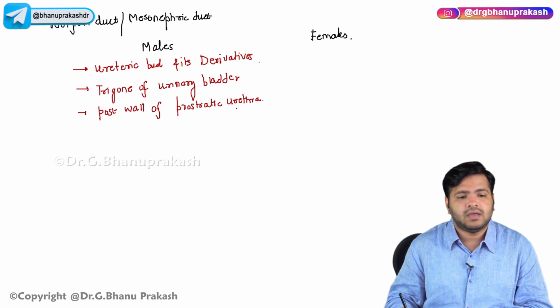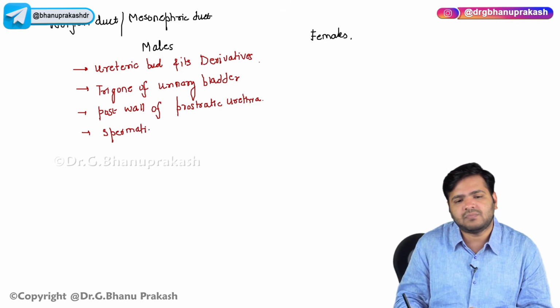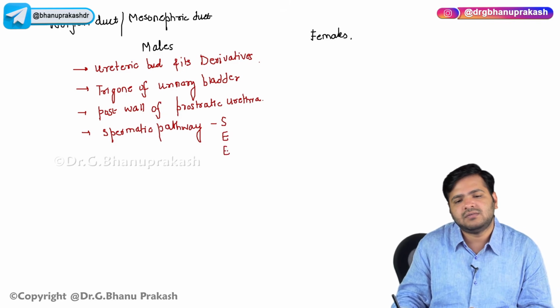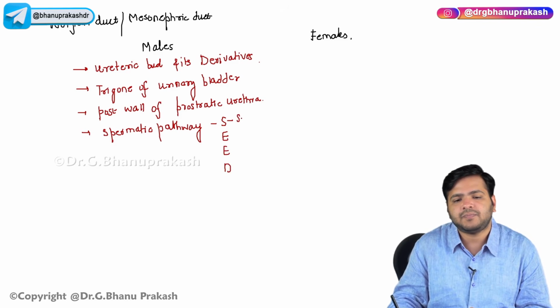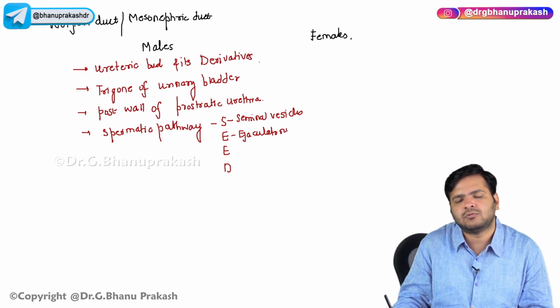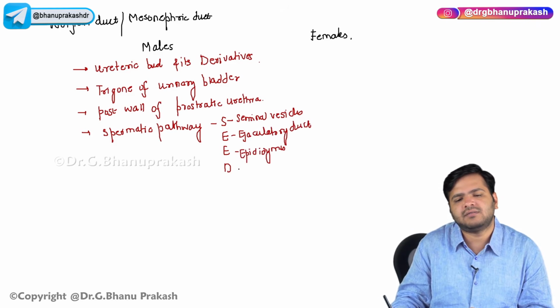And it will give rise to the spermatic pathway, the male internal genital organs that you already know. It is the seed structure, right? The seed: seminal vesicles, ejaculatory duct, epididymis and vas deferens.